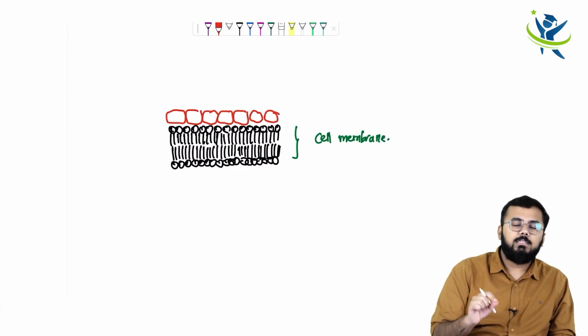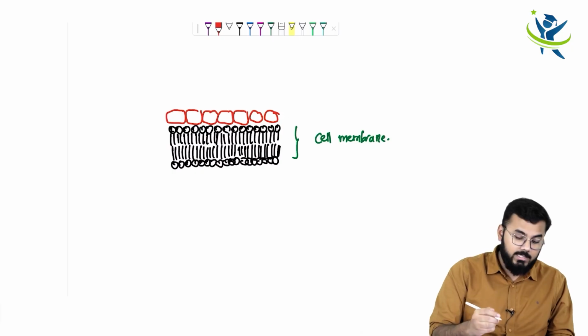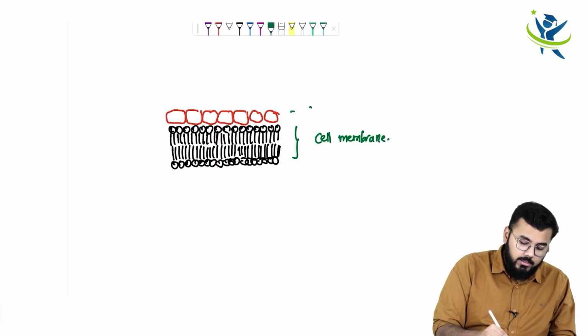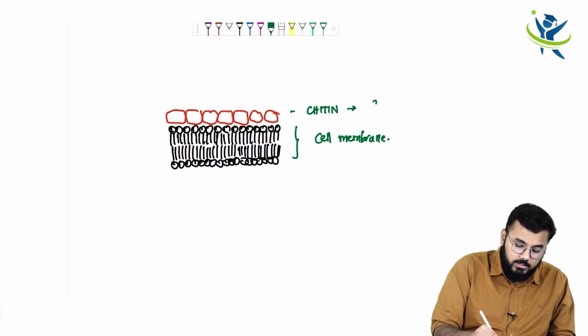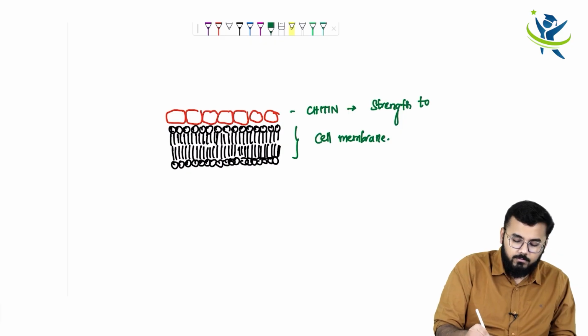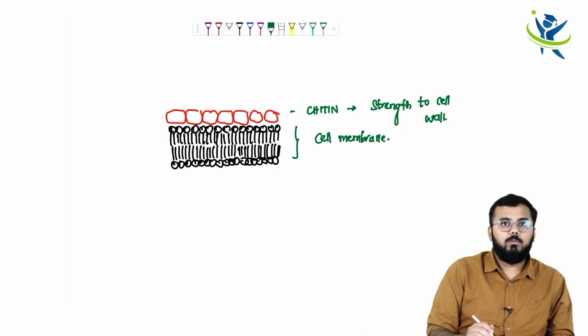And these red colored cells which I'm drawing here are called chitin. What is this called? This is called chitin. And what does chitin give? Chitin gives strength to the cell wall.